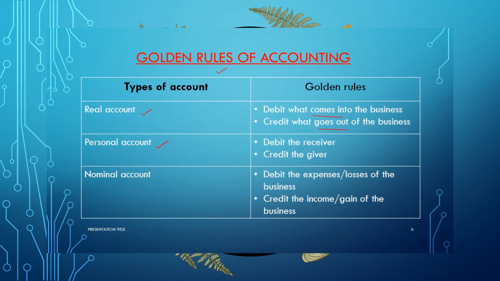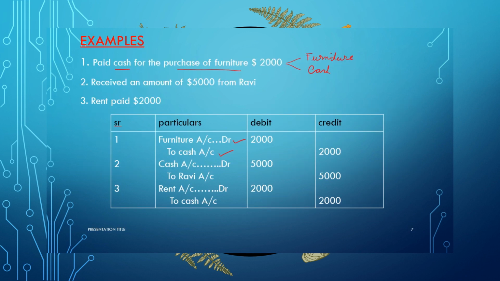Next is personal account. The rule for personal account is debit the receiver and credit the giver. Okay, so we'll see an example of this. Now, received an amount of 5000 from Ravi. Ravi is an individual, he is a person. So Ravi is related to personal account. The two accounts which get affected here are Ravi's account and, in return, cash is being received, so the cash account. So Ravi's account and cash account, two accounts will be affected here.